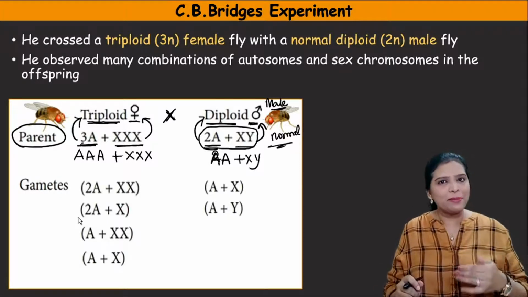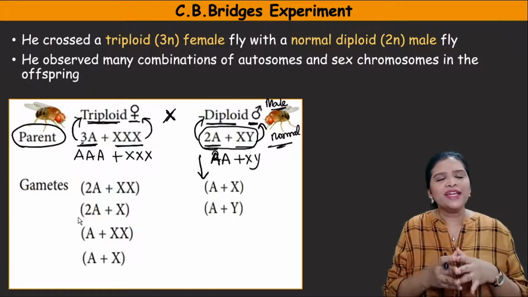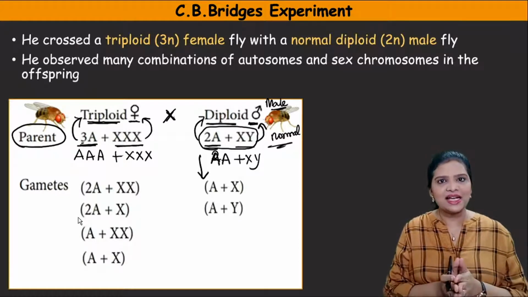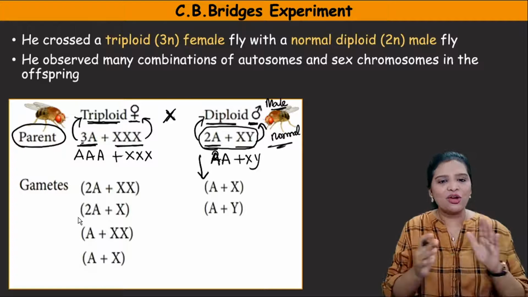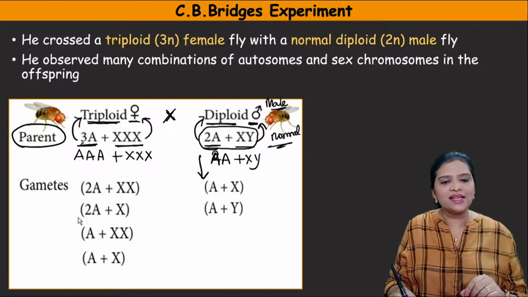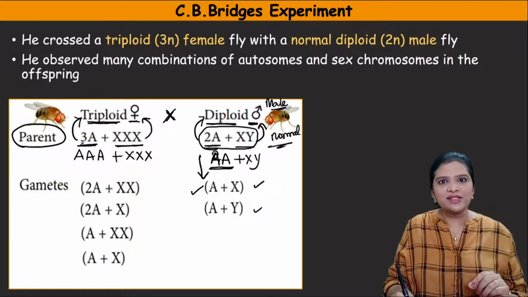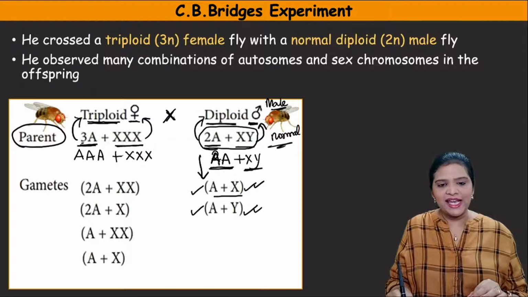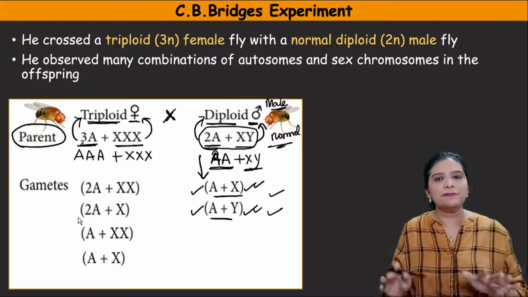Now let us see what type of gametes this parent will produce. First, let us see the male. During gametogenesis, what will happen? Meiosis, that means reduction cell division, will occur. As a result, the autosomes and the sex chromosomes are equally divided and distributed to the offspring. So in this normal diploid male, these two types of gametes will be formed. From the 2A, 1A goes to one gamete and the other A goes to the other gamete. From X and Y, one goes to each gamete. So A plus X is one gamete, A plus Y is another gamete. This is a normal gamete for this diploid male.